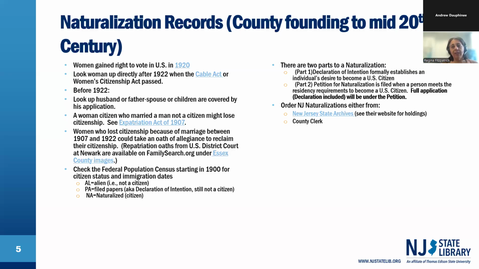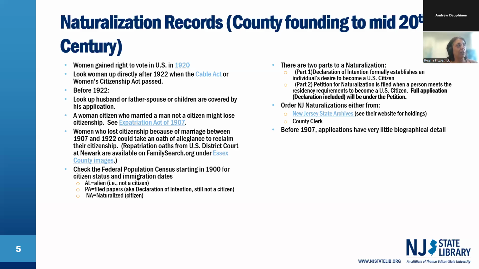You can get these records in New Jersey from either the state archives. The county clerks of certain counties have turned their records over to the state archives, or you can order them directly from the county clerk. If you follow the link that I have under the New Jersey State Archives, that takes you to the naturalization records order screen. They tell you what counties they have and for what years at the top of the form, so you will be able to see immediately.